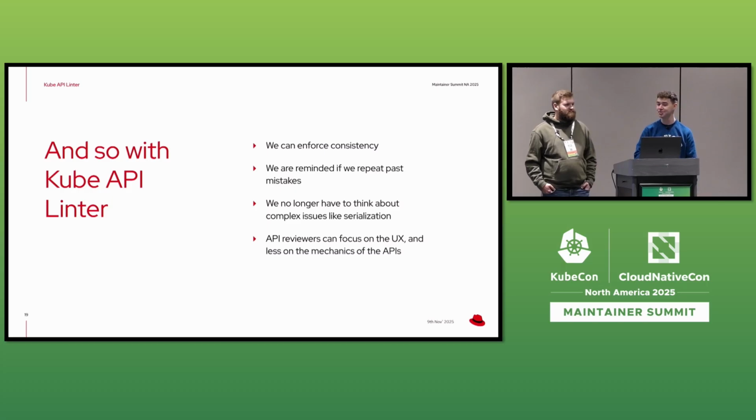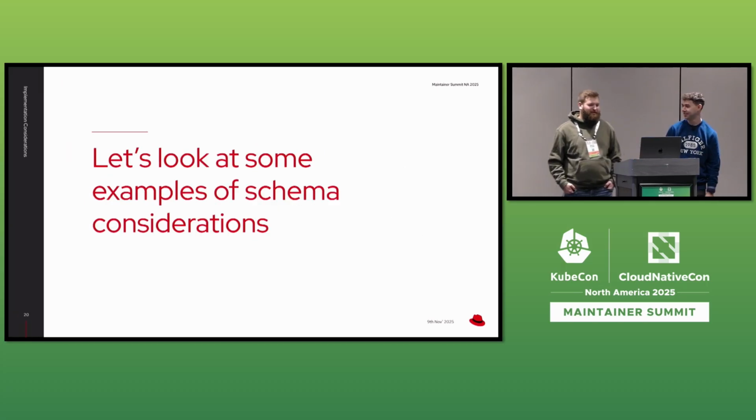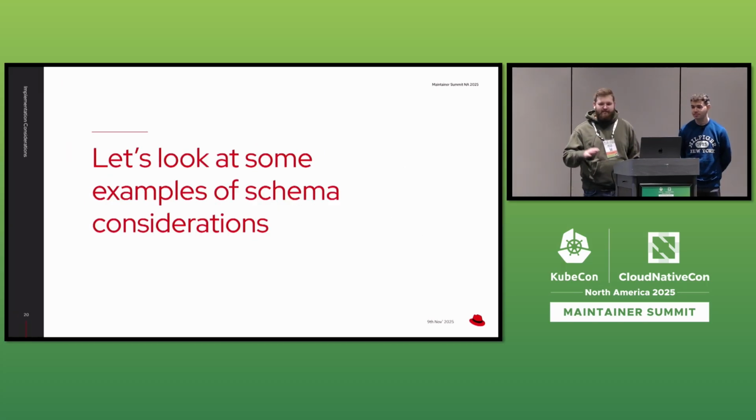But it doesn't solve every problem. Yep. So Kube API Linter is great for static analysis, but it doesn't look at changes across, like a PR that comes in, changes your API surface.